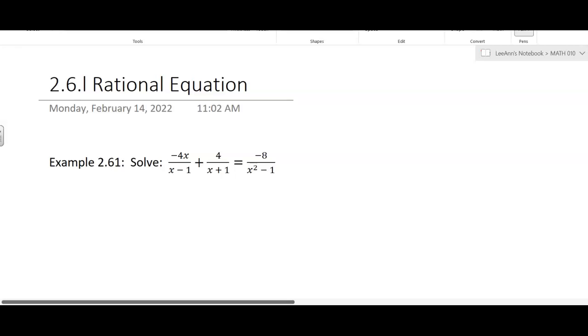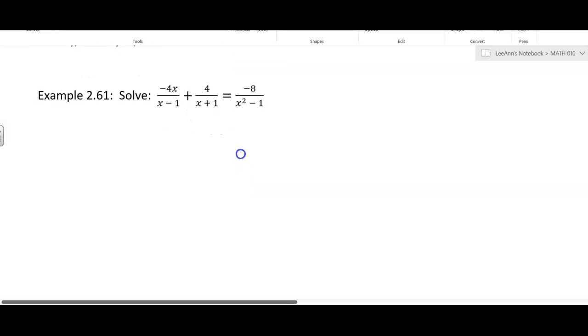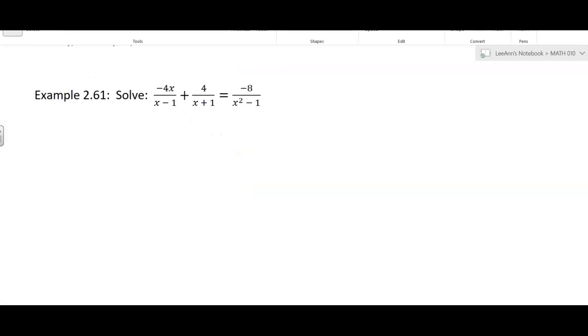Okay, so we've done some rational equations before, but this one is in this section, and so it must have something new and exciting in it. So we're going to get to find out what that is. All right, so it's a rational equation. It's got rational expressions in it.